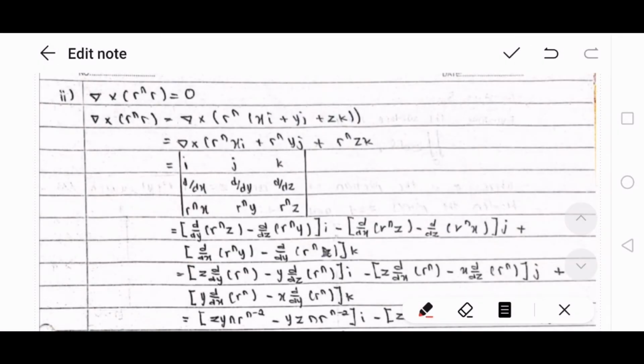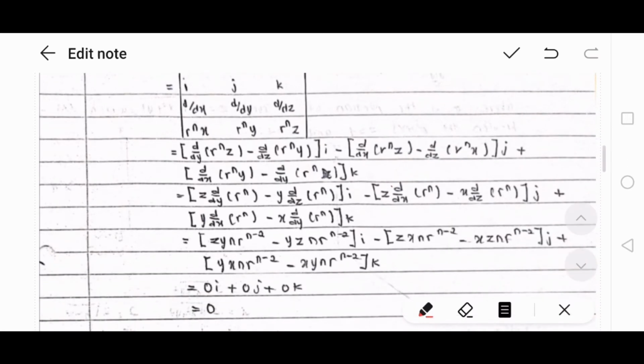For question C2, grad cross r to the power of n r equal to 0. So this is the formula of grad cross r to the power of n r, equal to grad cross r to the power of n times (xi plus yj plus zk). And then we calculate it as usual until we get equal to 0. So proven.